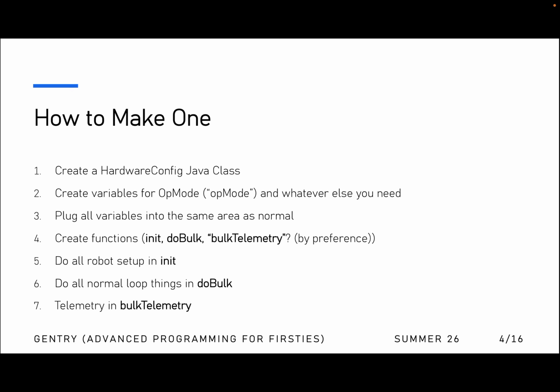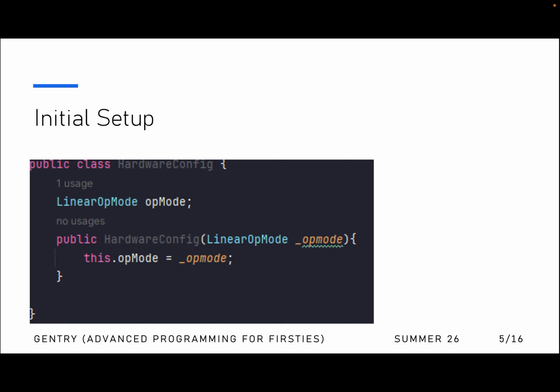I would just make sure init is always named init because it needs to be very, very defined what init does. So first of all, do all your robot's setup in the initialization method. Do all your normal loop things that you would do in while op mode is active in doBulk, and then telemetry. You can just add that all in bulk telemetry. And the reason we do this is to segment things off and make it easier to understand.